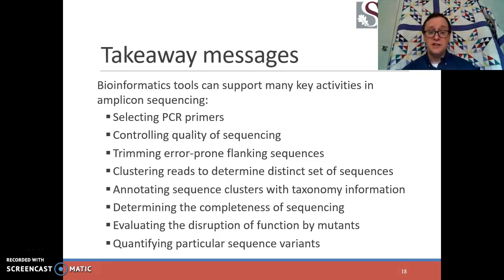So I hope that these little packages of lecture have been really useful to you in understanding all the different tools that exist for amplicon sequencing, and I hope that you find that your research is greatly improved by knowing about them. Thank you very much.